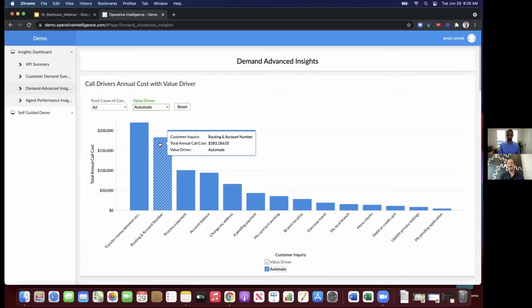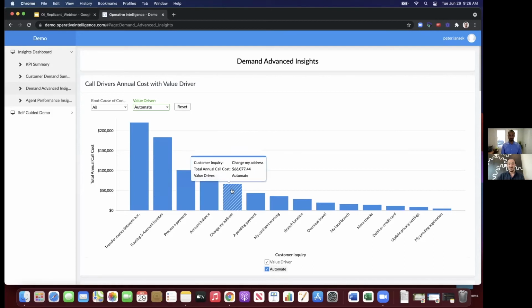Potentially we incentivize frontline for certain inquiries where it's like, hey, we'll send you a document in your email so you always have your routing and account number. So this kind of helps you identify ways that you can migrate volume as well. But moving down the list, process a payment, another 100K. Account balance, customers wanting to check how much money do I have in my checking account, 94,000. Change my address. This one always sticks with me.